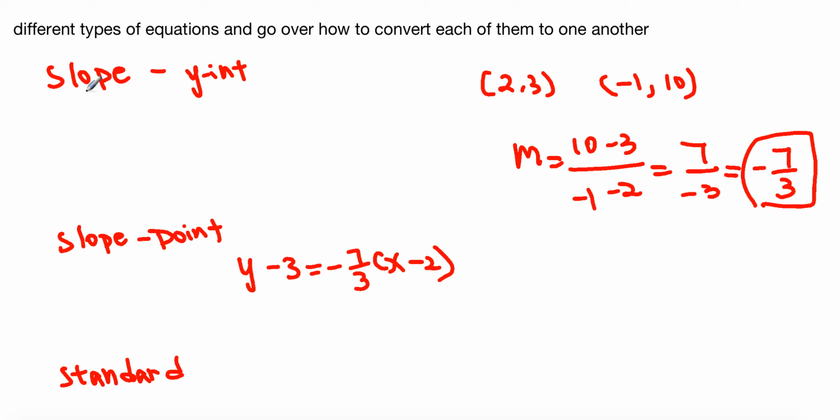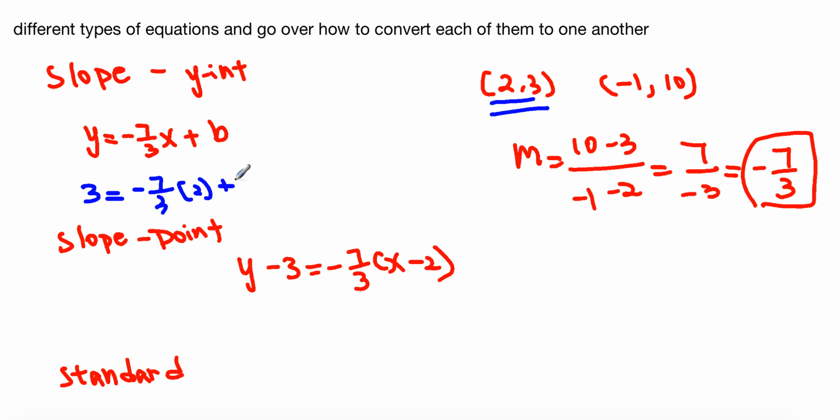But based upon the slope y-intercept form, this one will tell me y equals negative 7 over 3x, but I don't know what the y-intercept is. So in this case, I'm going to use one of these 2 points to plug in place of x and y to find the value of b. I'm just going to use this one because it's a smaller number, so I'll be getting 3 equals negative 7 over 3 times 2 plus b.